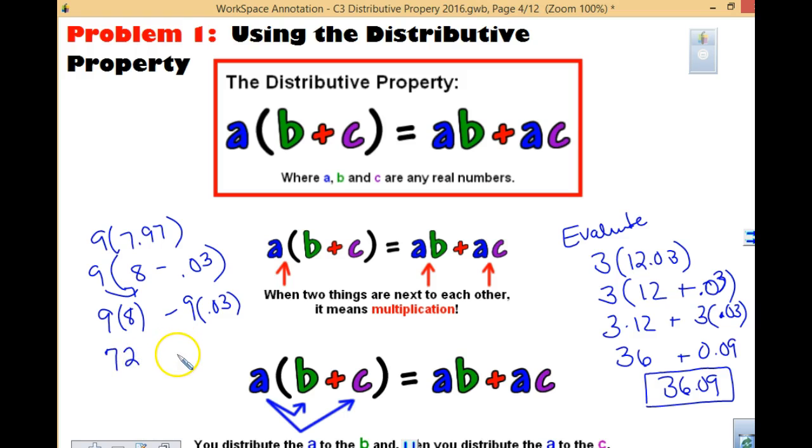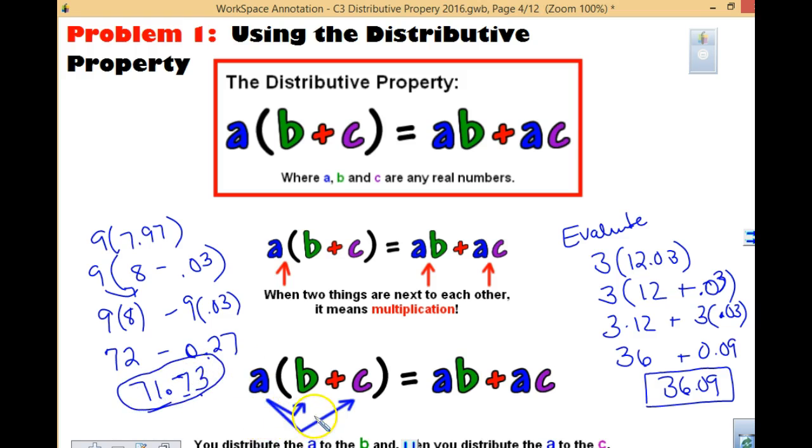9 times 8, if we are multiplying, gives us 72. Then we have to subtract 9 times 0.03. What's 9 times 3? 27. So this is 0.27. So our answer, if we're subtracting it, is going to be 71.73. Yeah. And this is how you'd show it.